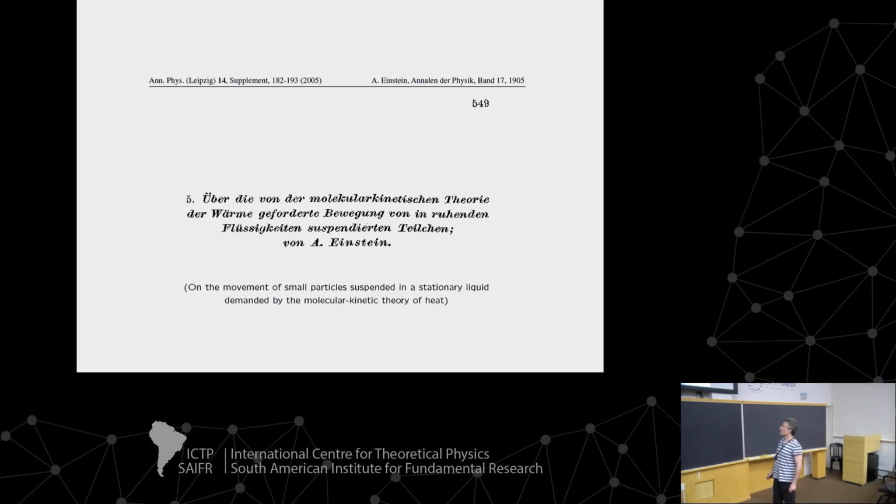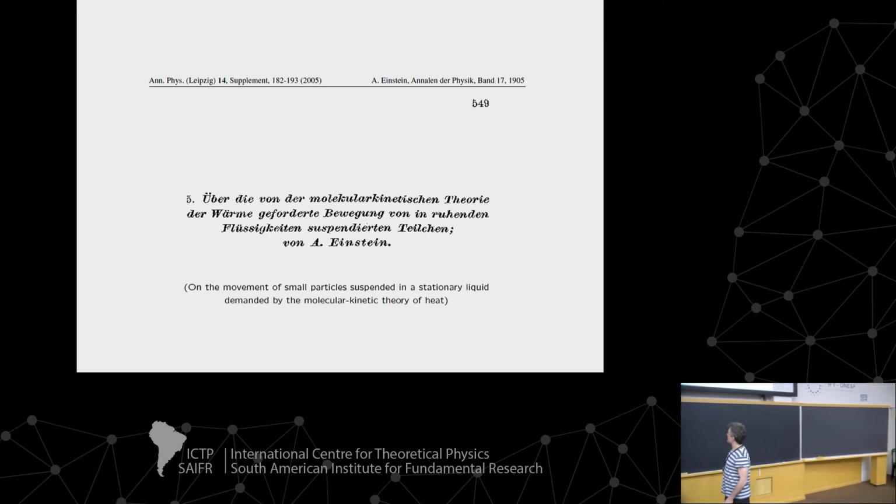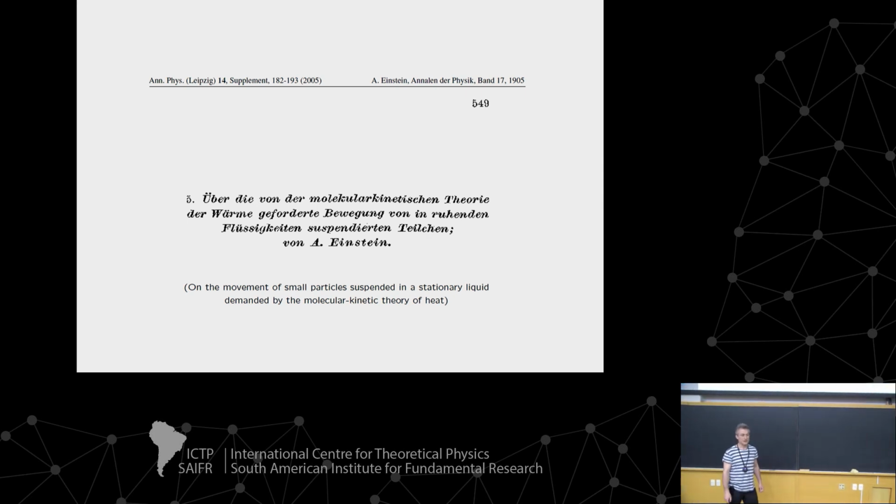Über die von der molekularkinetischen Theorie der Wärme geforderte Bewegung von in ruhenden Flüssigkeiten suspendierten Teilchen. That's a quite involved sentence even for a native speaker. And here's an attempt at translation: on the movement of small particles suspended in a stationary liquid demanded by the molecular kinetic theory of heat. So this is the paper we have been discussing yesterday.